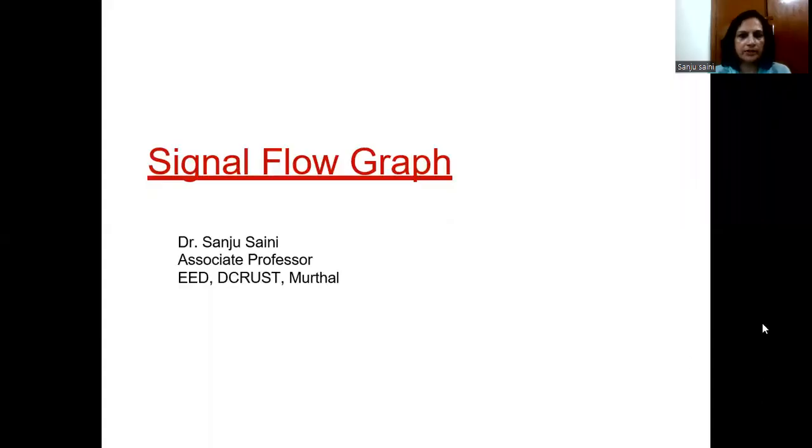Hello learners, we have already understood the concept of transfer function, then block diagram reduction technique for the purpose of derivation of transfer function of a complex system. Within this video, I am going to discuss another technique for the calculation of transfer function of a complex system, that is the signal flow graph technique.